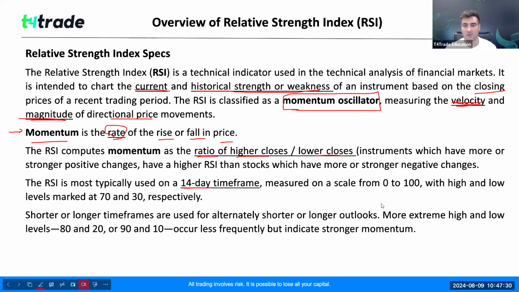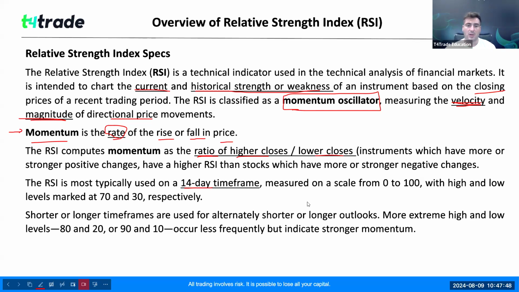RSI is most typically used on a 14-day time frame. Again, this can be adjusted accordingly to capture the cyclicality of markets. For example, for commodities, you can use a 21, which is super important as well. So with a monthly life cycle in futures, pretty much the same thing can be used in order to get much more accuracy in your trades.